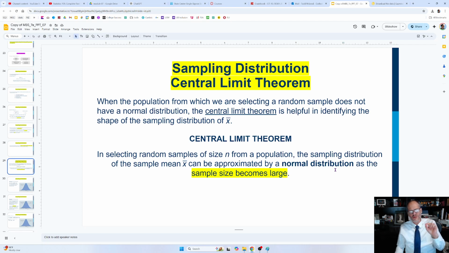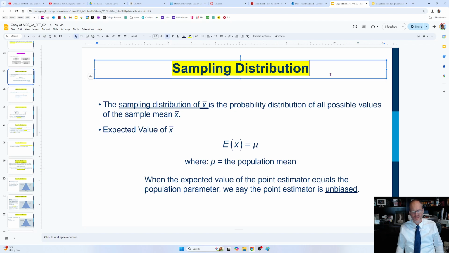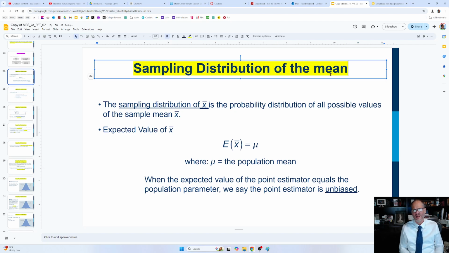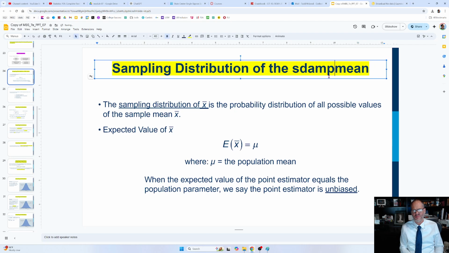That normal distribution is going to allow us to use some of the stuff we've already learned about bell curves and normally distributed data. So here we're looking at the sampling distribution. What is the distribution? In this example, it's of our mean. So I could put up here sampling distribution of the mean, and on the rest of these, same thing. Sampling distribution of the mean. But what is the sampling distribution of the sample? I should put sample mean. Of the sample mean.